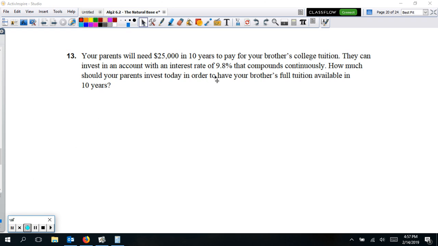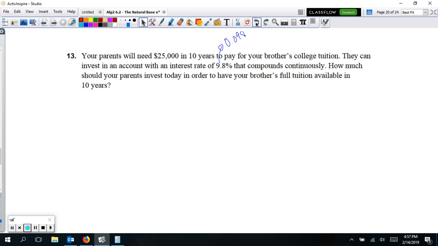So for this one, it's going to be a little bit different. First of all, let's figure out what the rate is going to be. It says right here our rate is 9.8%, but as a decimal we want to change that to 0.098. Move the decimal place back two places, and it will be positive because this is going to be growth. We're trying to grow the money, make the money bigger. So it is a positive number here.